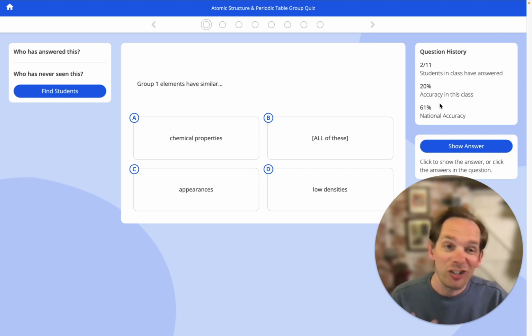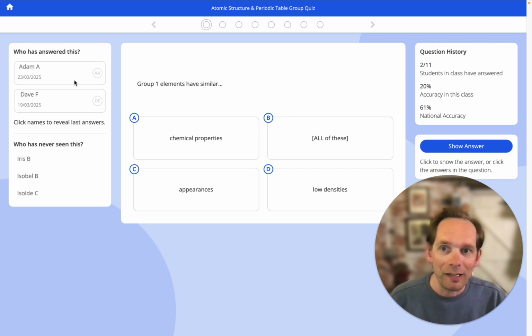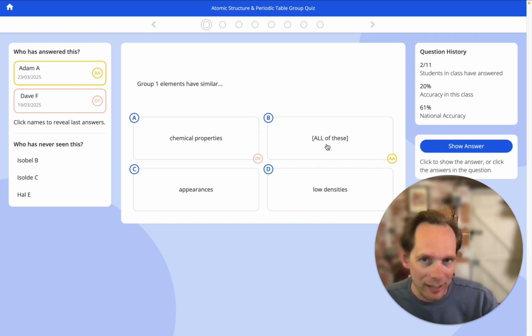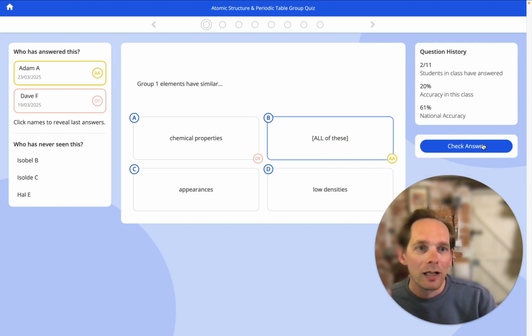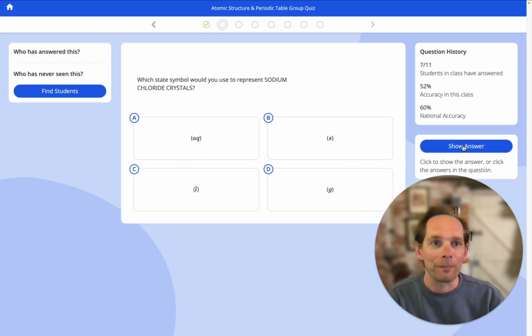Now in this case, 2 students have seen this and their accuracy on this question has been really quite low, only 1 correct answer out of their collective last 5. So we might be able to click on this and see what these 2 students answered. Well, Dave thought it was just similar chemical properties. Adam correctly identified that it's all of these in this case. Nice opportunity for discussion, but of course the 9 who haven't seen it now have, and this will come up in their later practice as well because they've now been exposed to this question.